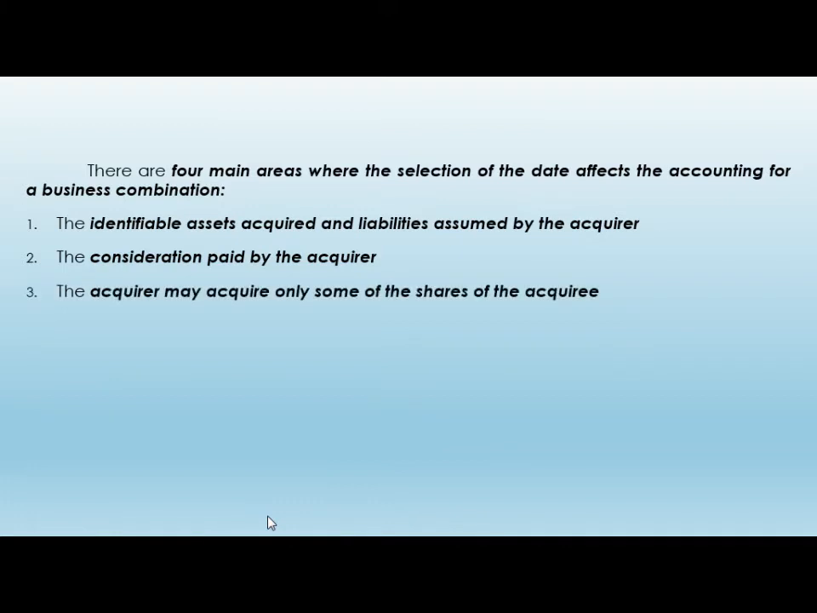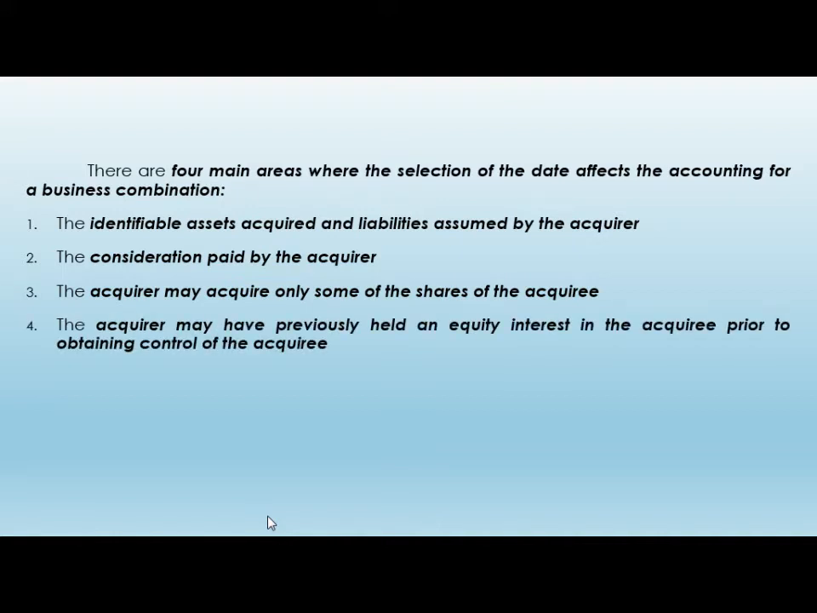Next, the acquirer may acquire only some of the shares of the acquiree. Right? Then, the acquirer may have previously held an equity interest in the acquiree prior to obtaining control of the acquiree. So, pwedeng meron na siyang existing interest dun sa acquiree. So, parang nagdagdag na lang siya ng interest dun sa acquiree to gain control.